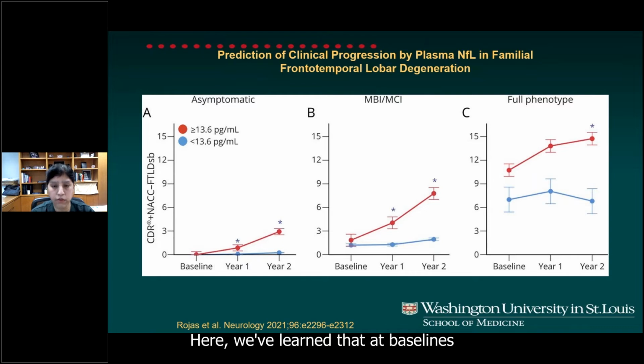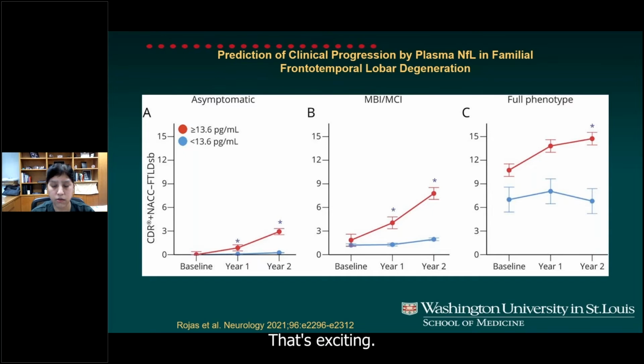But here we've learned that at baseline, so the first time we meet you, we measure this particular protein in your blood. We can begin to predict, based on the score or the level above and below a number, whether you are likely to go from being someone who has no symptoms to some symptoms in panel B, to the full FTD clinical picture in panel C.